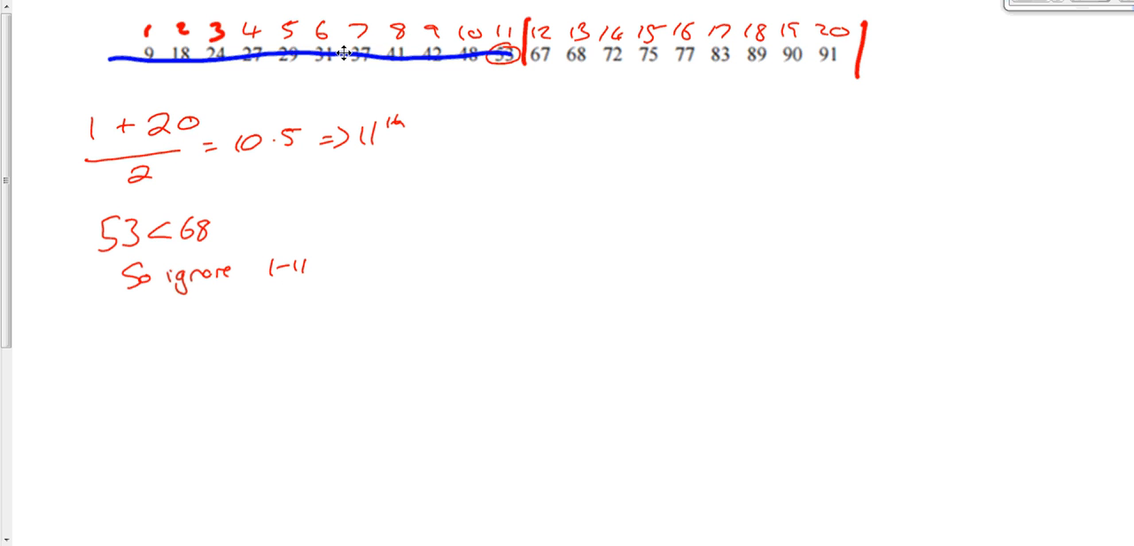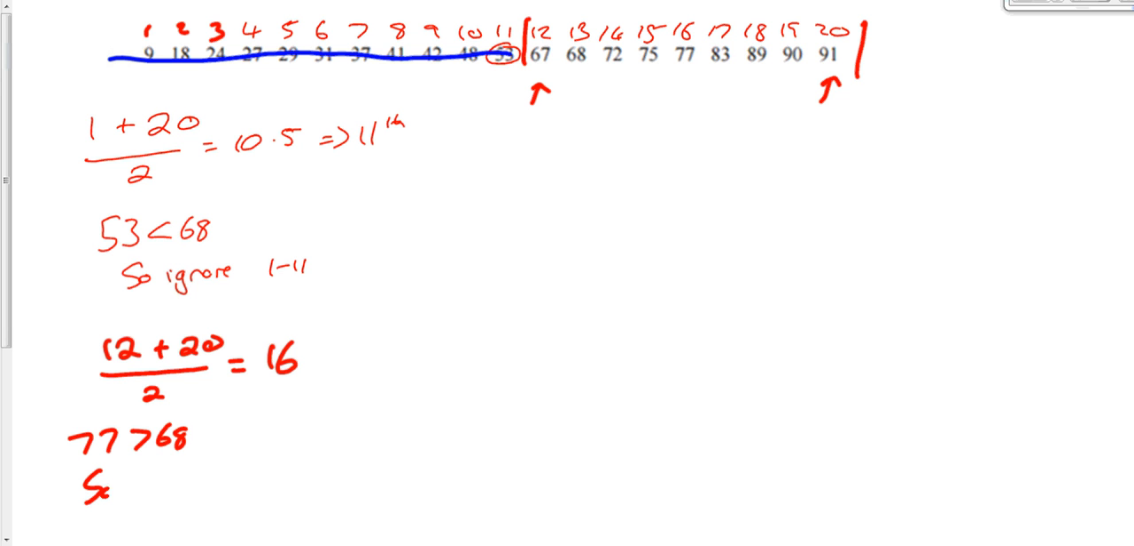So the next thing, and this is where people drop the marks, is we do 12 plus 20 divided by 2. And a lot of people rewrote the list with 1 plus 8 divided by 2, or 1 plus 9 divided by 2, which didn't work. We've got to keep them as the number 12 and keep it as the number 20, and that is where people drop them beforehand. So 12 plus 20 is 32, divided by 2 equals 16. So we have a look at number 16, and we say that 77 is greater than 68.